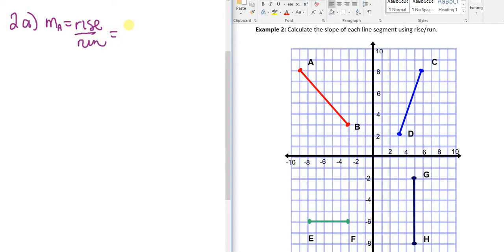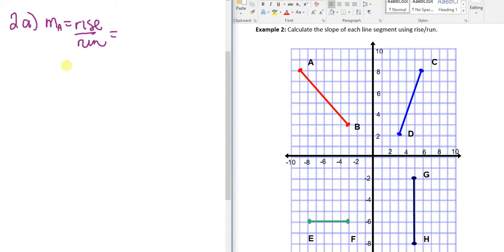Okay, so when we take a look at the rise, we always read a graph from left to right. So just like how we're reading a book in English, we read from left to right. So start at the very most left point, which is A, and then read it all the way to B. Okay, so the rise would be 1, 2, 3, 4, 5.